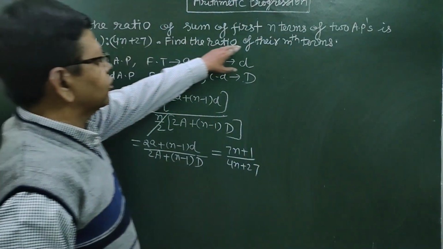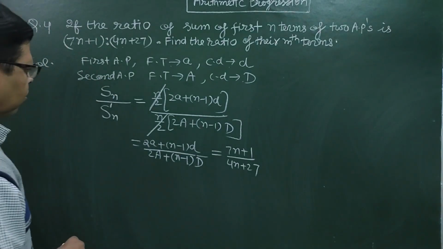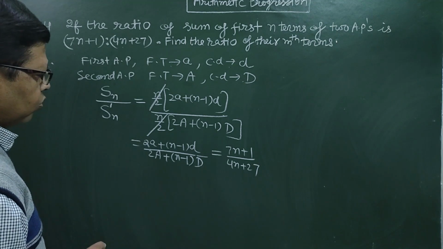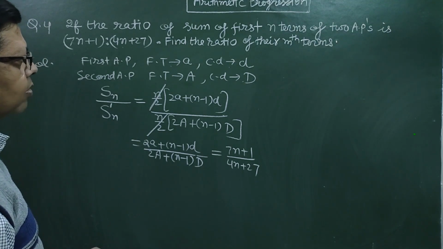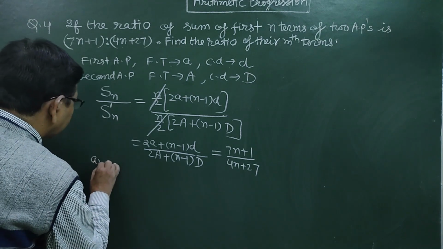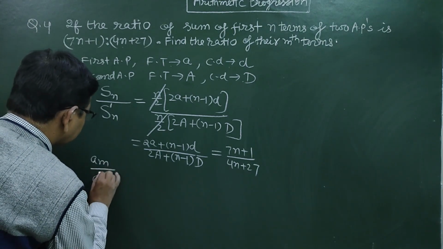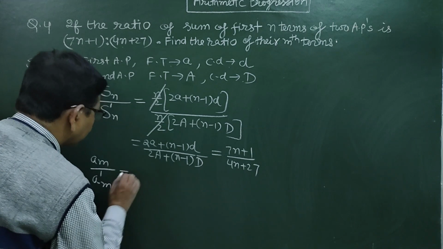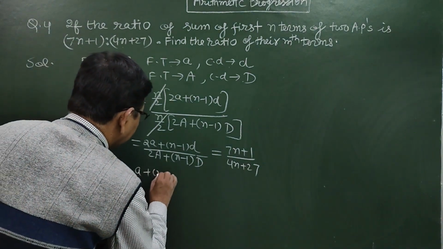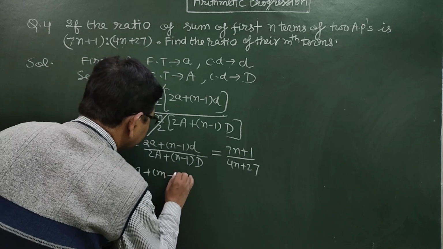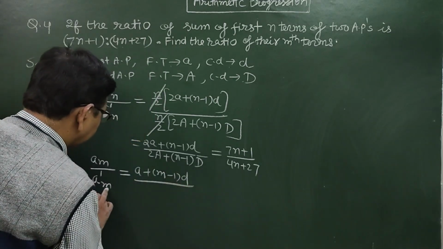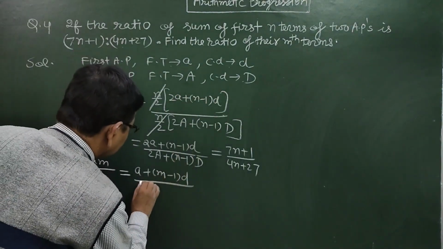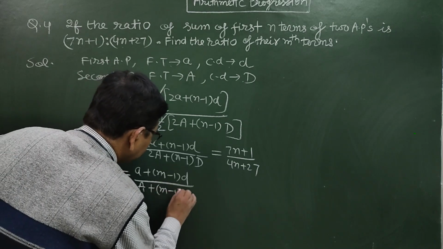Now we want to find the ratio of their mth terms. So in the mth terms we have a plus m minus 1 into d. So we want to find the ratio of their mth terms. The mth term of the first AP is a_m and the mth term of the second AP is a dash m, which is equal to a plus m minus 1 into d, and in the denominator the second AP has the first term as capital A and common difference as capital D. So capital A plus m minus 1 into capital D.